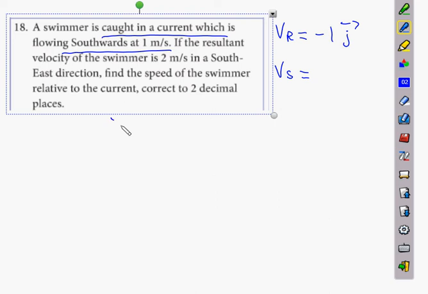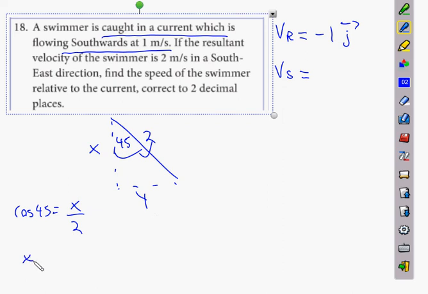What way is southeast? This direction here. And he's going 2 meters per second, yeah? What angle is this? 45 degrees, yeah? So therefore we can put it into its two components, which we call x and y. So cos 45 equals x over 2. x equals 2 cos 45. 2 cos 45 is pretty sure it's root 2.